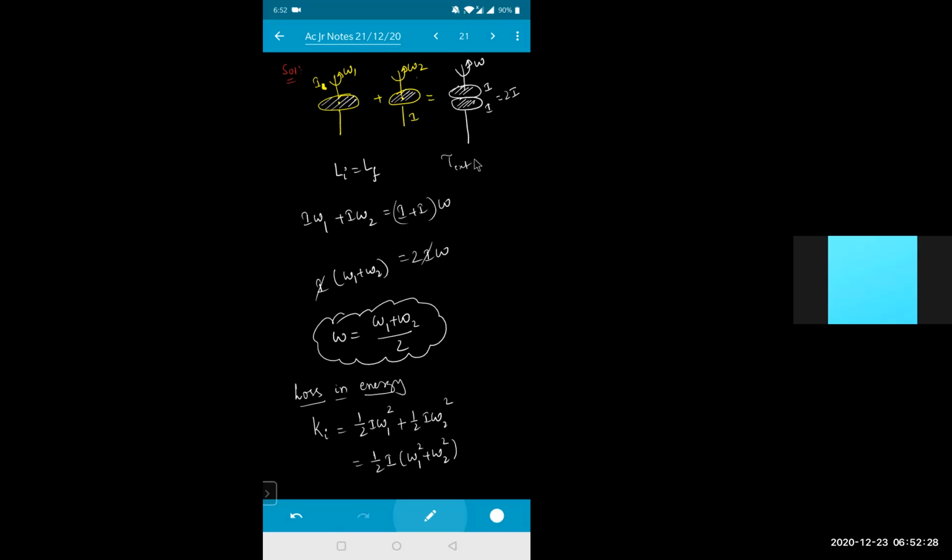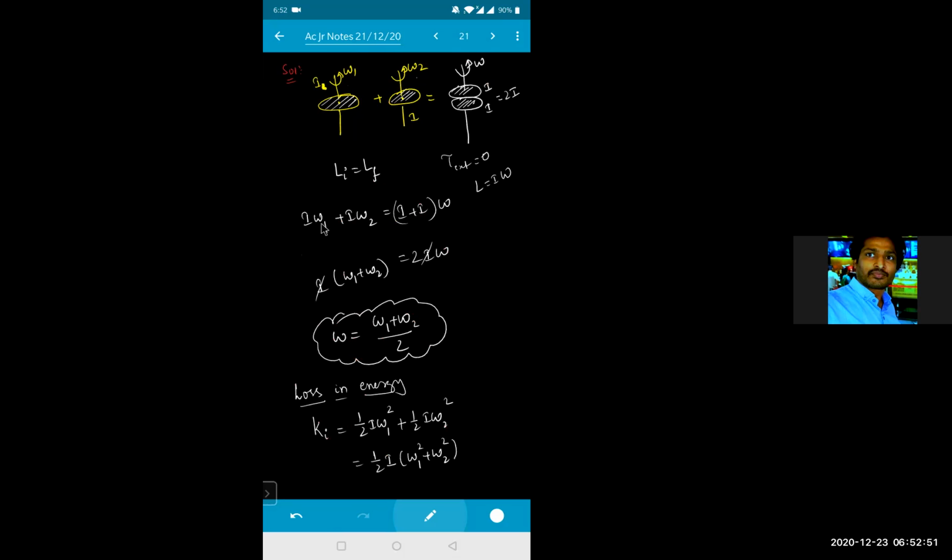Now, as there is no external force acting on this one, external torque will be equal to 0, because there is no force acting perpendicular to it. So initial angular momentum must be equal to final angular momentum. We already know the formula L is equal to I omega.